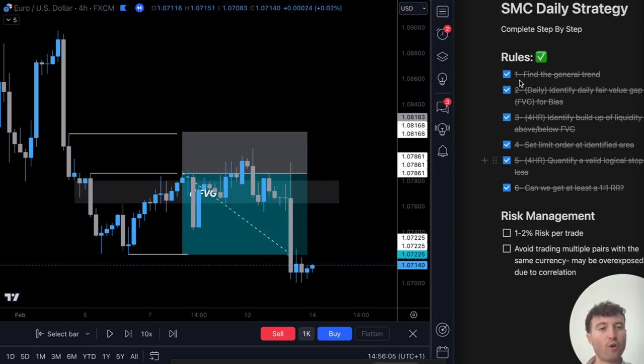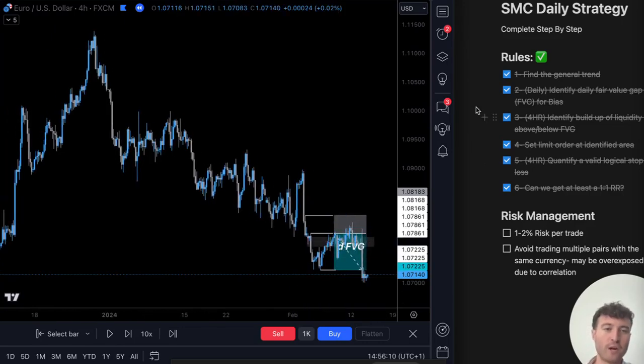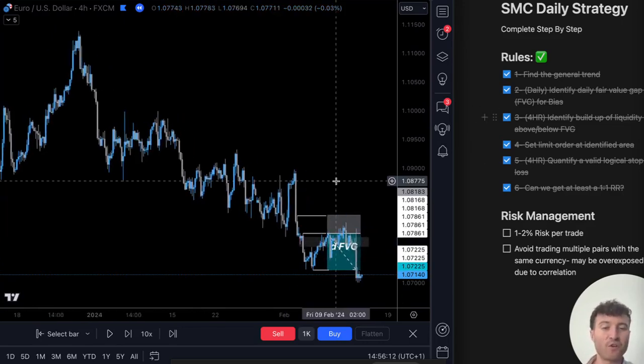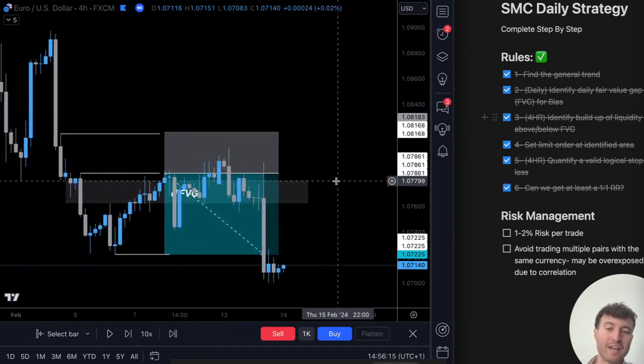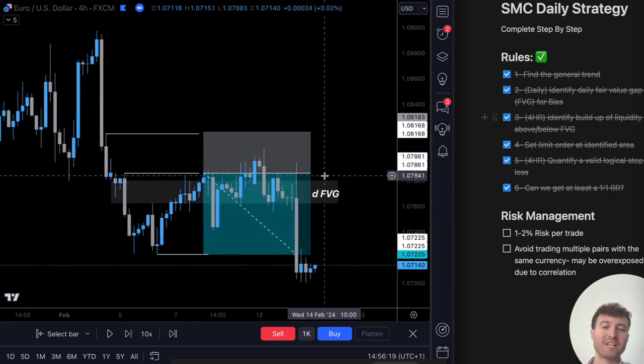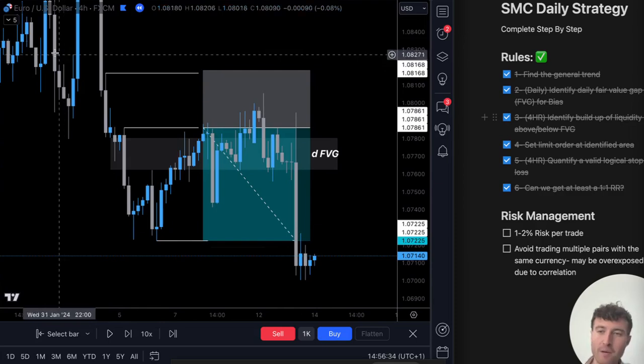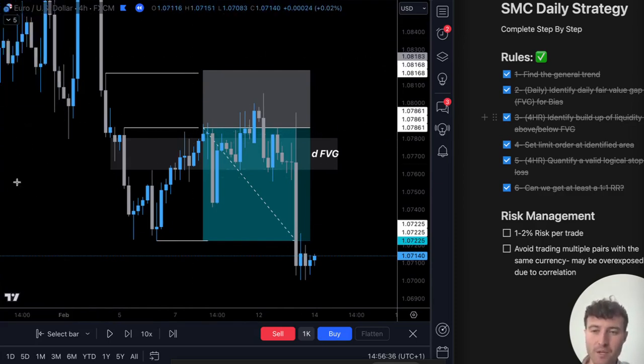So just to recap, we've got number 1, which is finding the general trend. Number 2, identify a daily fair value gap in that direction. Right here, you can see this is the gray shaded area. We identified our daily fair value gap. Number 3, identify a buildup of liquidity above or below the fair value gap. In this example, because we're looking for shorts, we need a buildup of liquidity above the daily fair value gap, which is this right here.